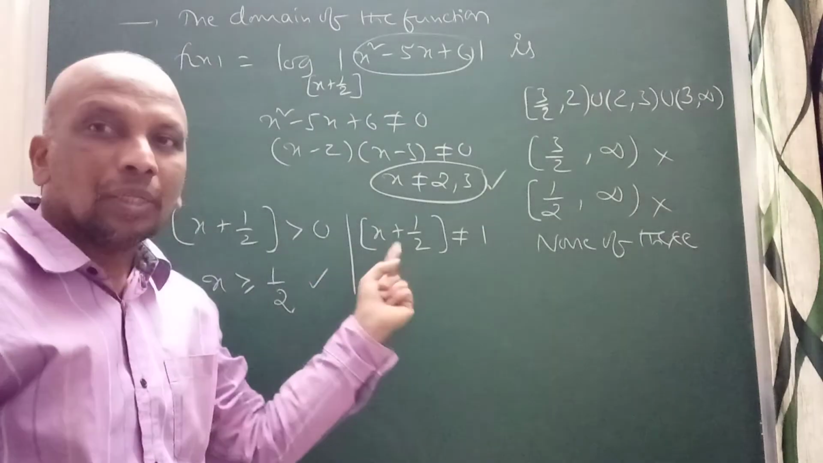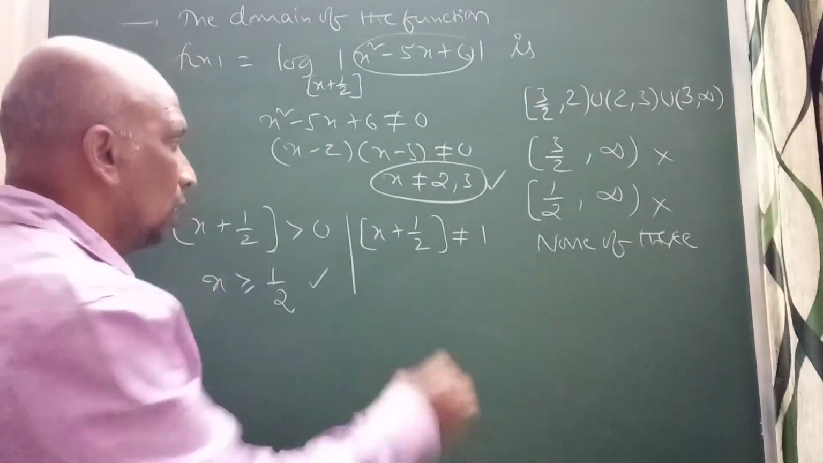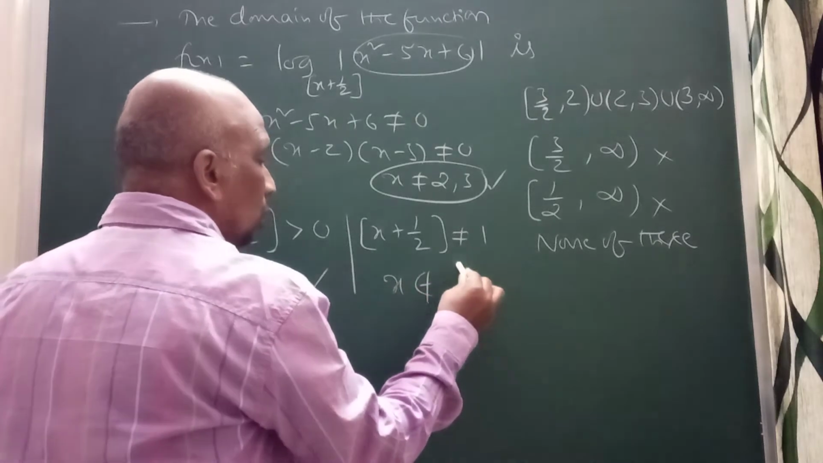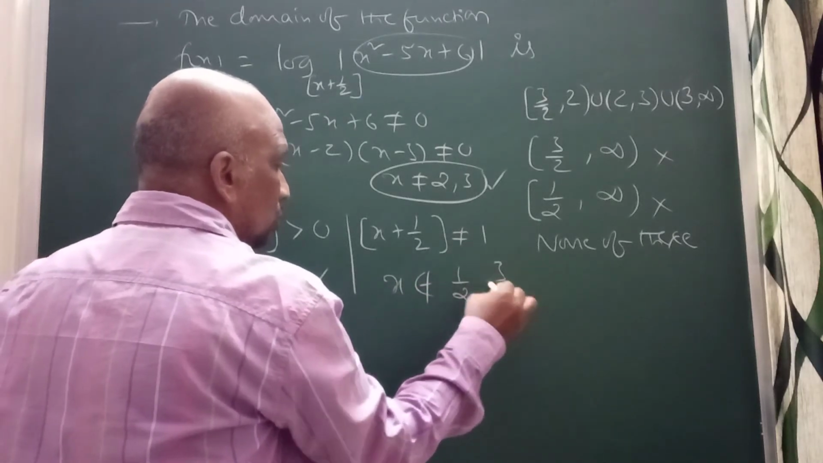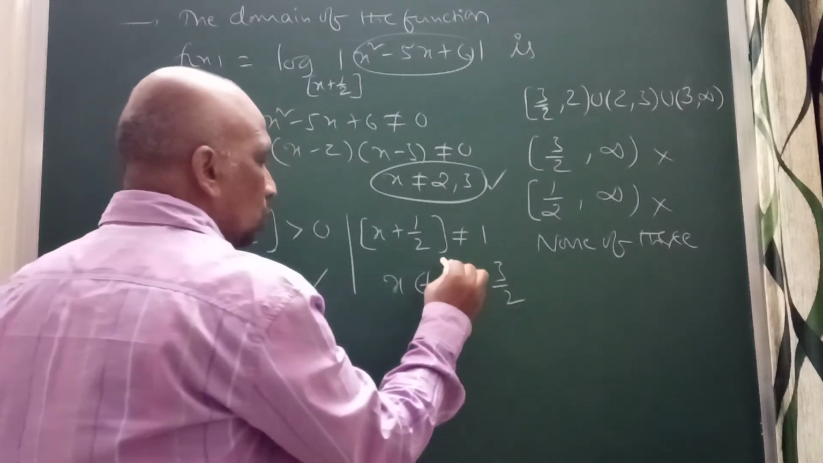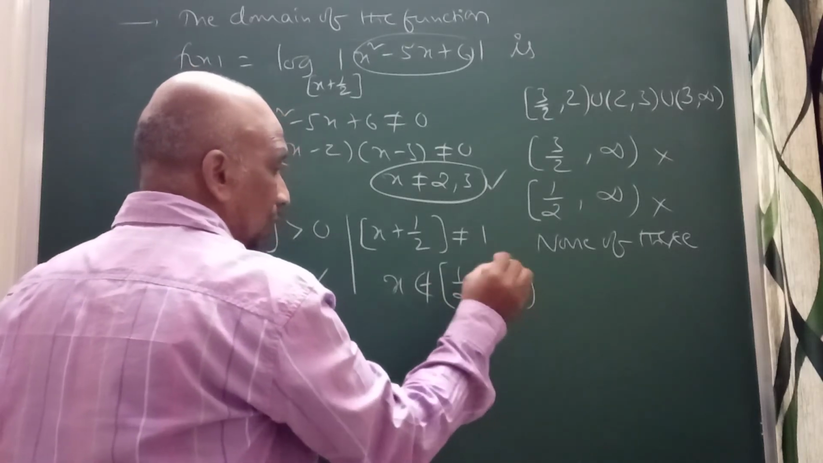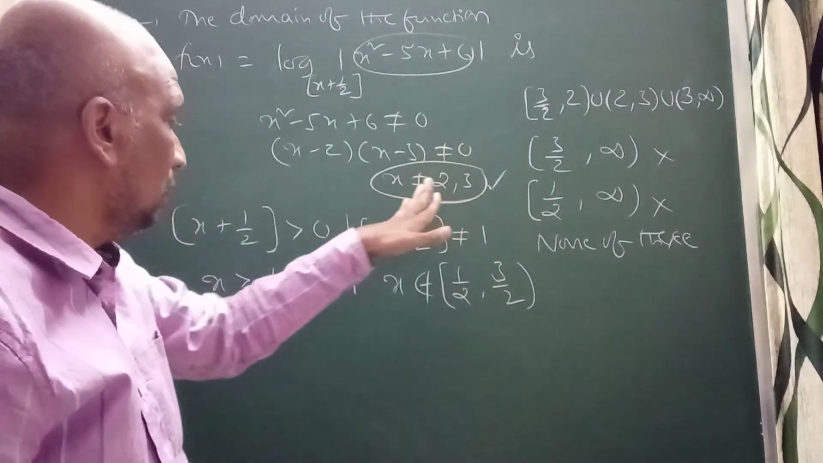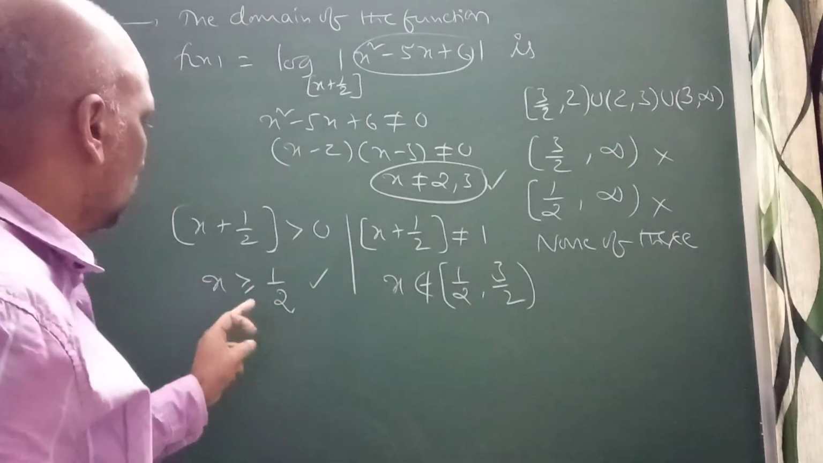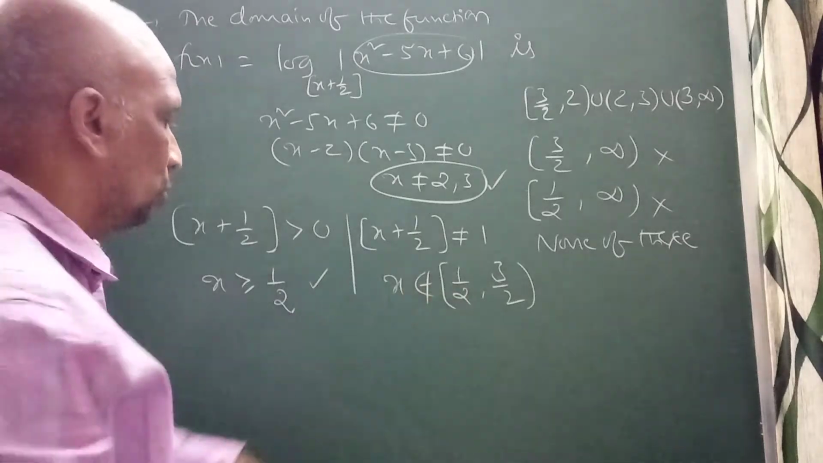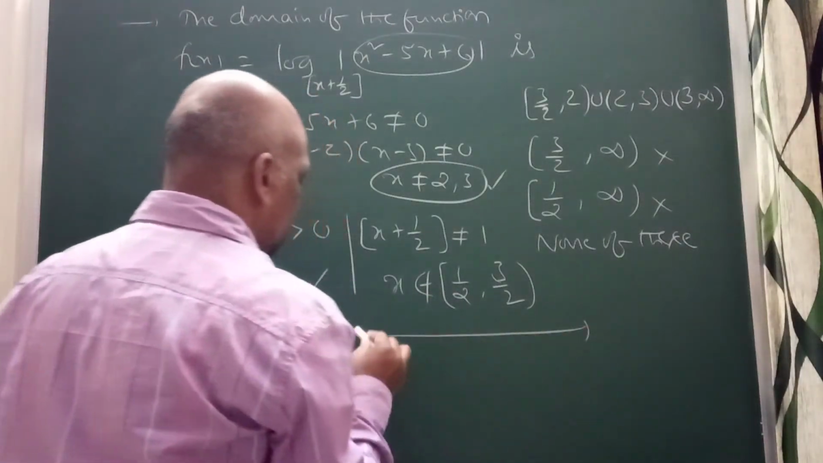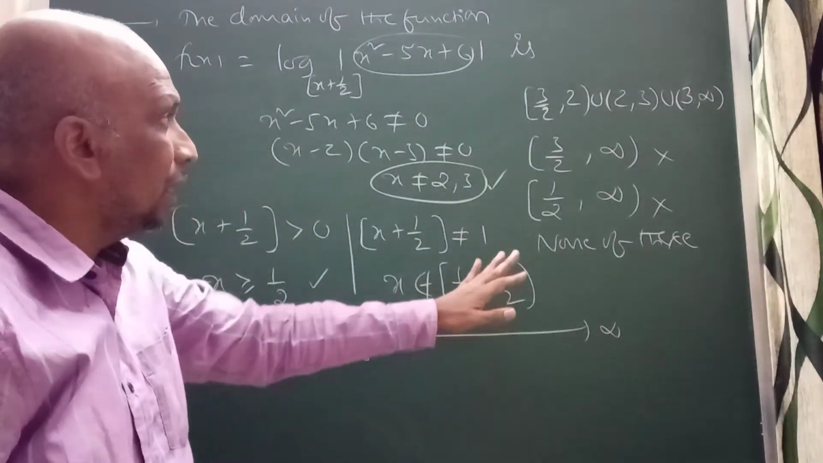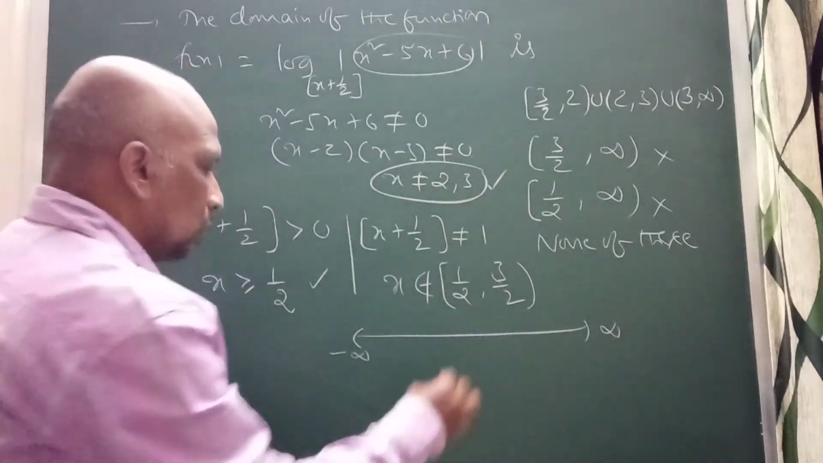If we come here, this value should not be equal to 1. So x does not belong to 1 by 2 comma 3 by 2. I should avoid this interval, so x does not belong to it. Think of the entire real line: x does not belong to this. I can take x more than 3 by 2. So here, 2 comma 3.